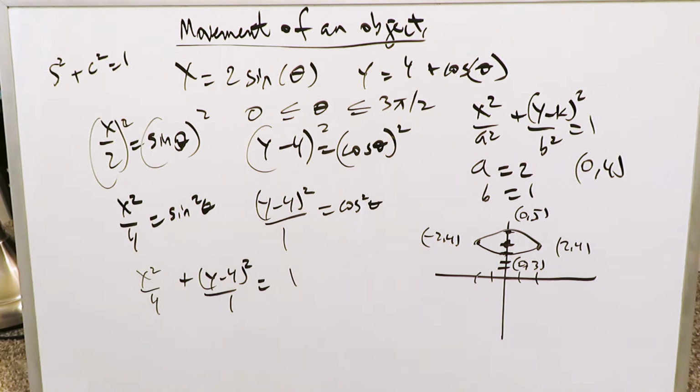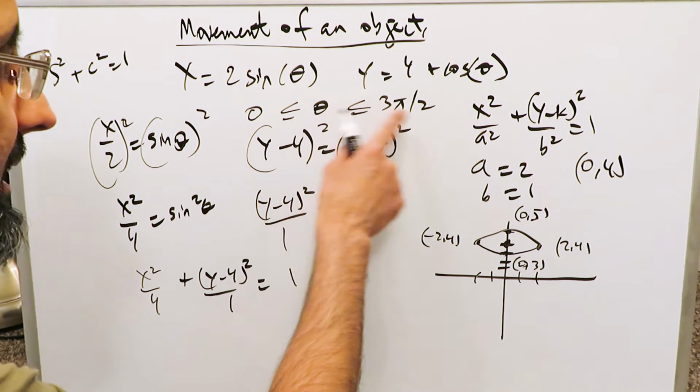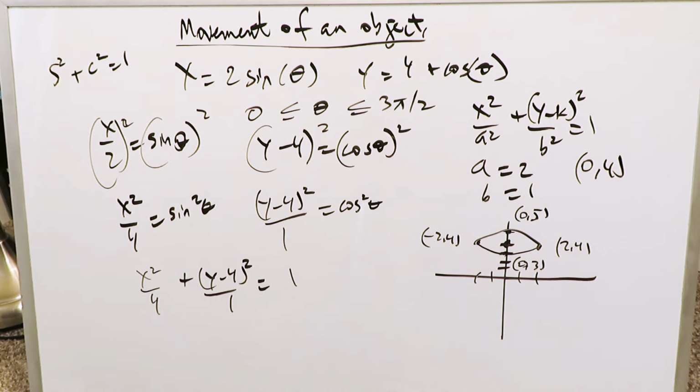That right there represents your ellipse. But this constraint right here will represent the movement. We have everything over here. How do we determine the movement?